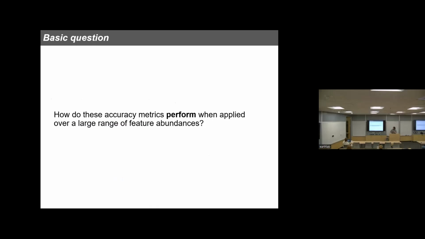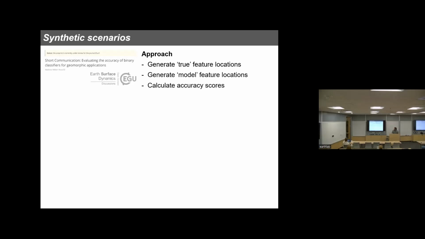So this is when I asked myself the question, how do these accuracy metrics perform when the whole goal for me to build a classifier is to use it where I have 10% rock and where I have 80% rock? And this is potentially a weakness of some of these pixel level scores. And so I just want to see how they behaved for a whole bunch of synthetic examples.